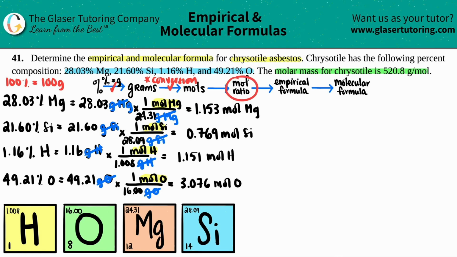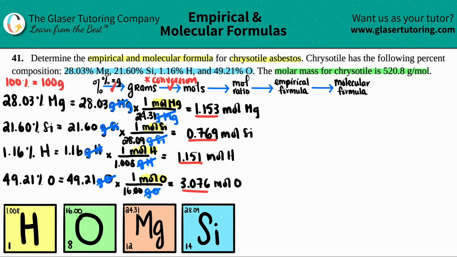Now we have to find this mole ratio. Well, we kind of talked about ratios over here, right? A ratio is just some number divided by something else, right? So we have our first number, and that number is going to be divided by something else. But the question is, what is that other number? 1.153 divided by what? 0.769 divided by what? Etc.